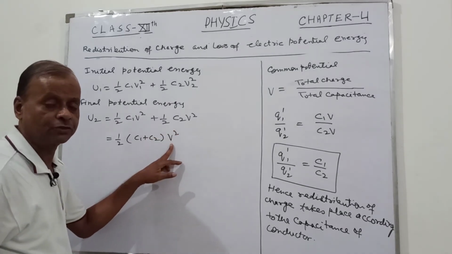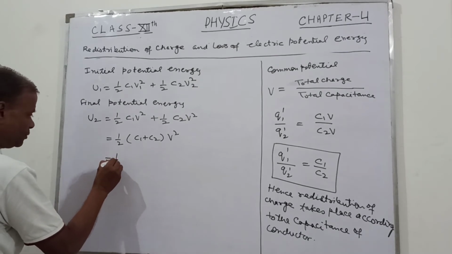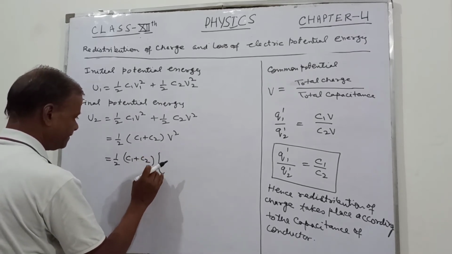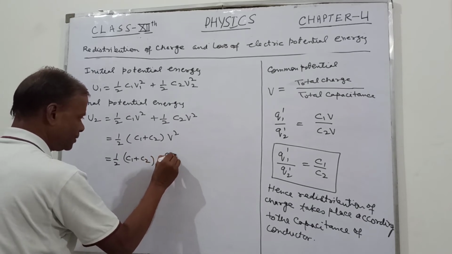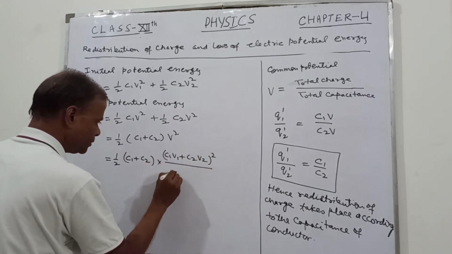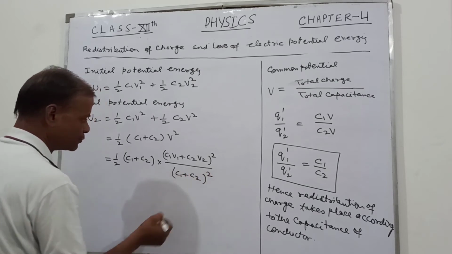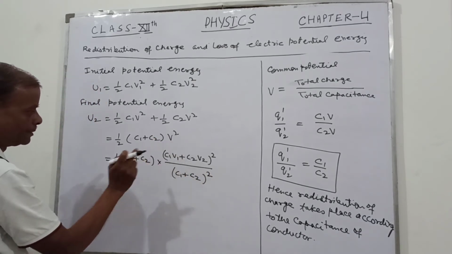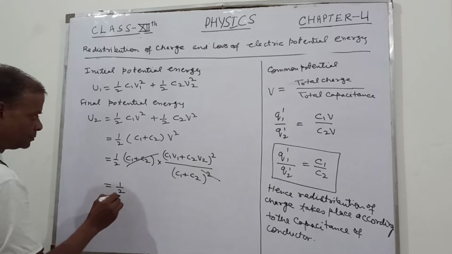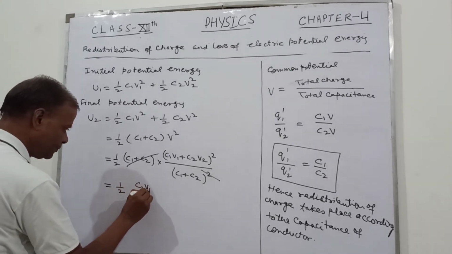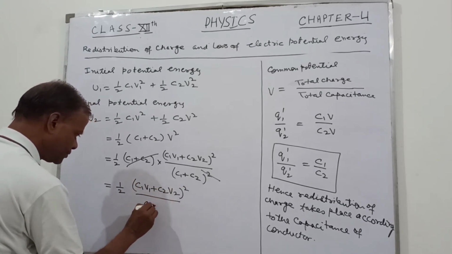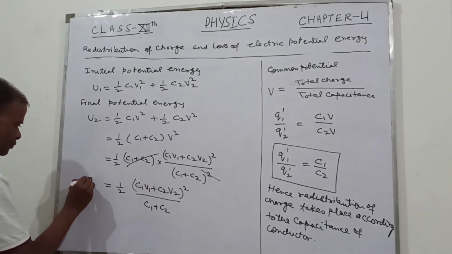Now we will put the value of this common potential. So this is equal to half (C1 plus C2), and the common potential is (C1 V1 plus C2 V2) whole square upon (C1 plus C2) whole square. This is the value of V. So this one term will cancel by this one. So what we have? 1 by 2, (C1 V1 plus C2 V2) whole square upon C1 plus C2. This is equal to U2.